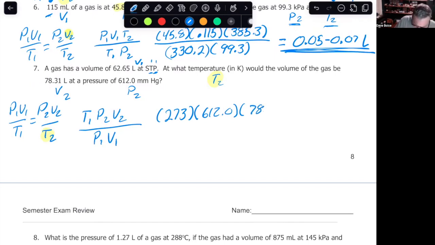So 78.31 divided by P1 V1. P1 is part of my standard temperature and pressure. Now, standard temperature and pressure is 1 atm, but I don't want to do all that because I'm using mmHg. So if you recall, 1 atm is equal to 760 mmHg. So be very careful, make sure your units match. And then finally, I need V1, and that is 62.65 right here. There's my V1.